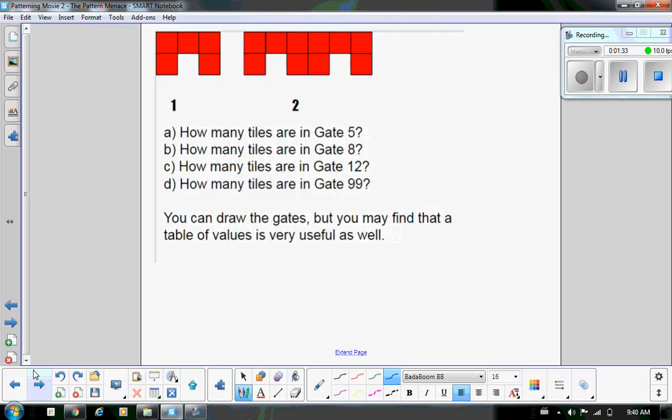How many tiles are in gate 5? How many tiles are in gate 8? How many tiles are in gate 12? How many tiles are in gate 99? Can you draw the gates? But you may find that table of values is very useful as well.